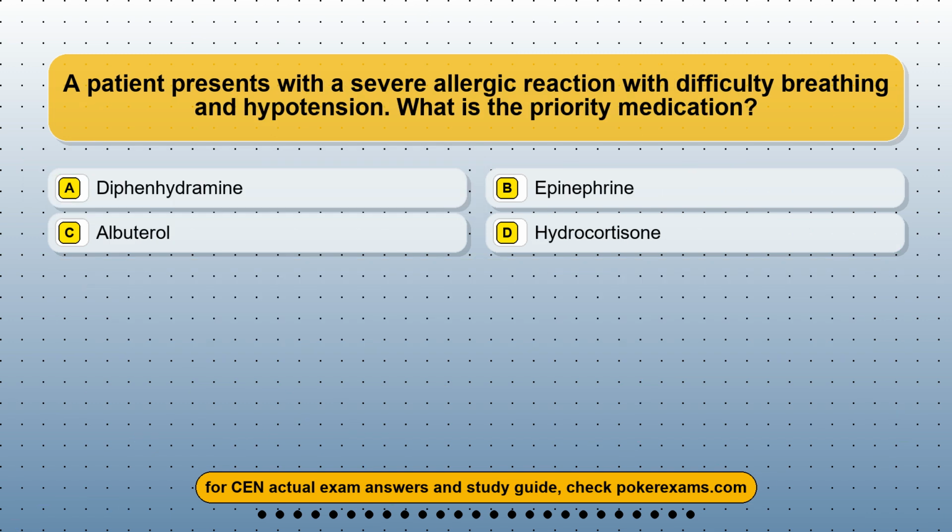Question 18. A patient presents with a severe allergic reaction with difficulty breathing and hypotension. What is the priority medication? Option A, diphenhydramine. Option B, epinephrine. Option C, albuterol. Option D, hydrocortisone.